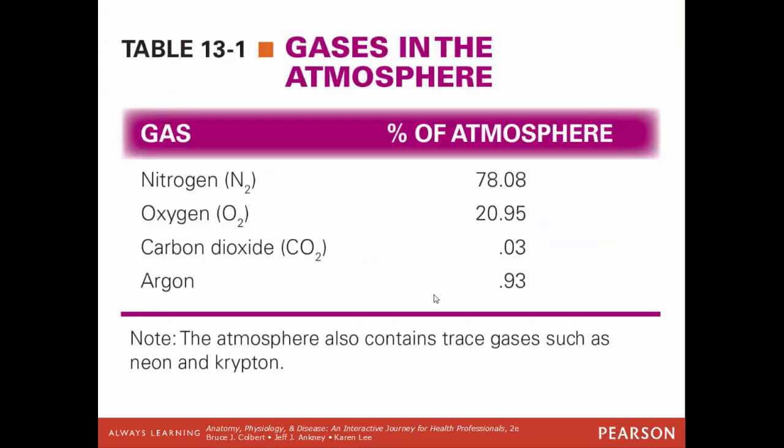Here's a breakdown of the gases in the atmosphere based on percentage. Nitrogen, by far the highest in percentage, about 78%. Then oxygen, about 21%. And then carbon dioxide, a very, very small percentage, along with argon, also a very small percentage. And there are some other trace gases that are present, such as krypton and neon.